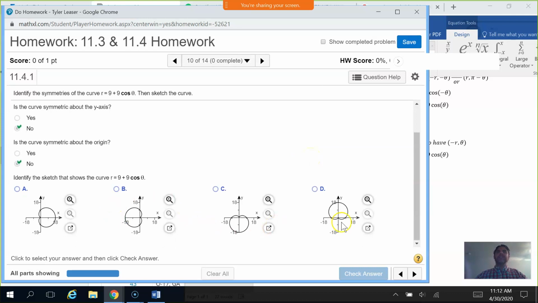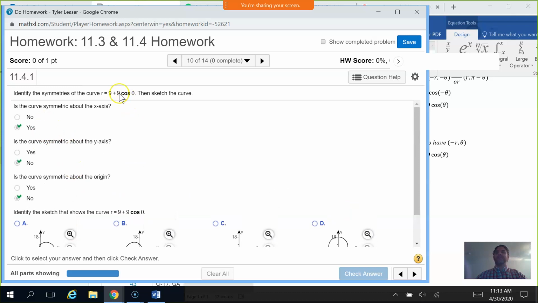The last thing they want you to do is to identify the graph, and it's kind of hard to do that. I think you can do it pretty easily for this one, just based on the A, B, C, and D, and what you have. But remember that your calculator can graph these pretty easily. Just change your calculator over to polar mode and type it in and graph it.